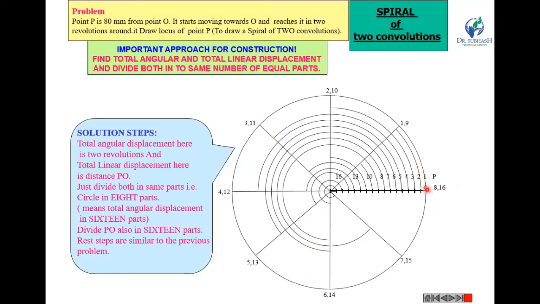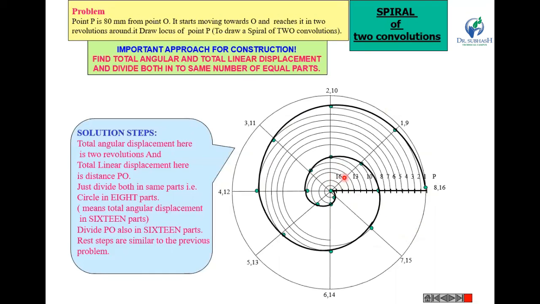So point P1 will be here, P2, P3, P4, P5, P6, P7, P8, P9, P10, P11, 12, 13, 14, 15, 16. Now join all these points by a smooth curve. So it is known as the spiral of two convolutions. Different points are there here.